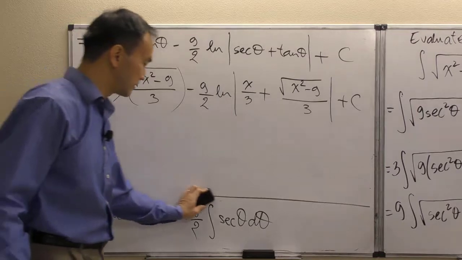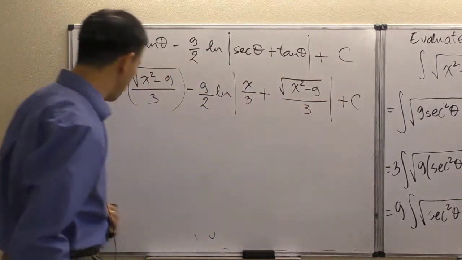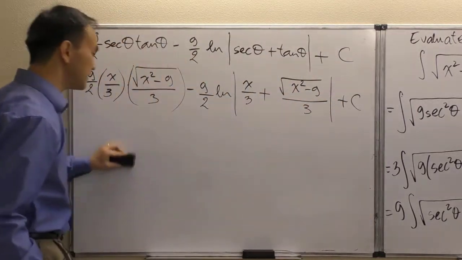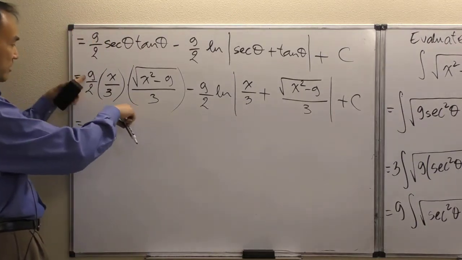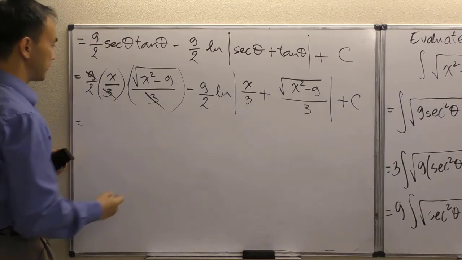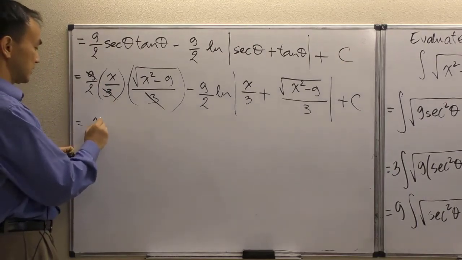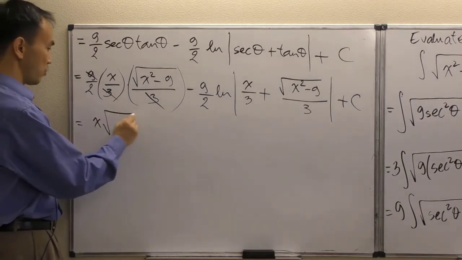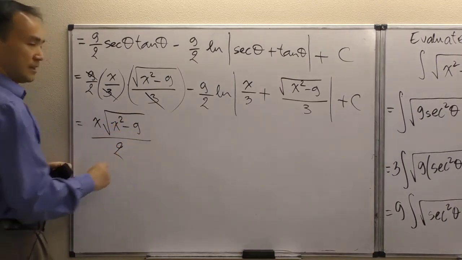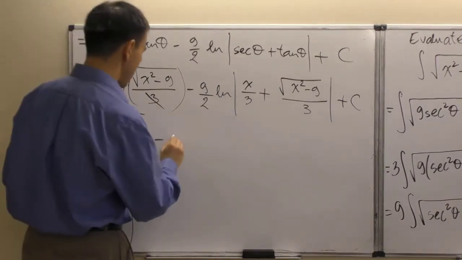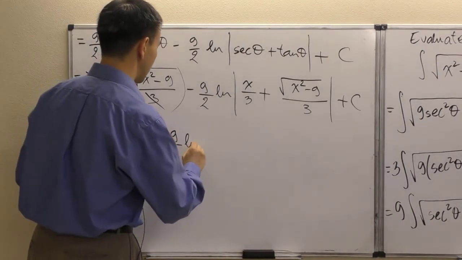So let me completely erase this bottom part of my board so that I can have more room to write. The 3 times 3 here will cancel with that 9 right here. So 9 cancels perfectly. So here I'm looking at, together in one fraction, x times square root of x squared minus 9 over 2. And then minus 9/2 times the natural log expression.